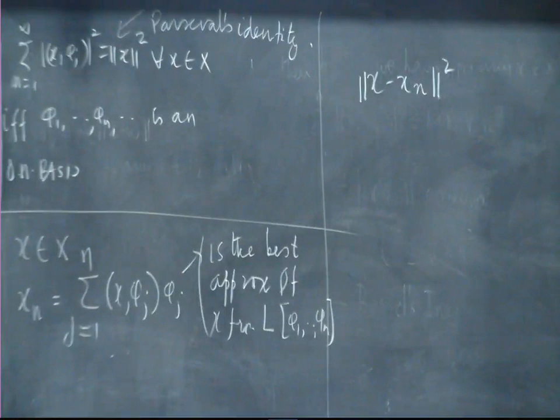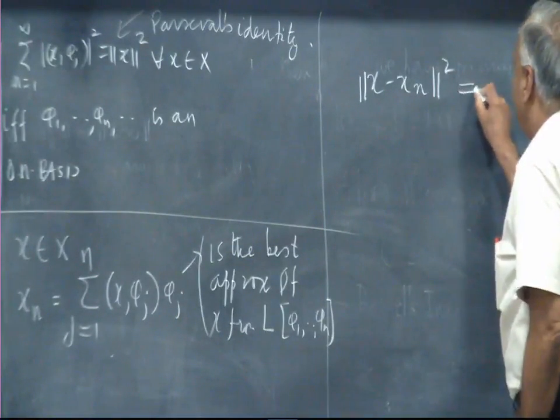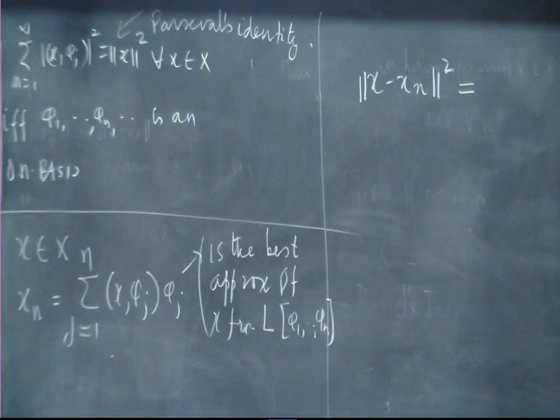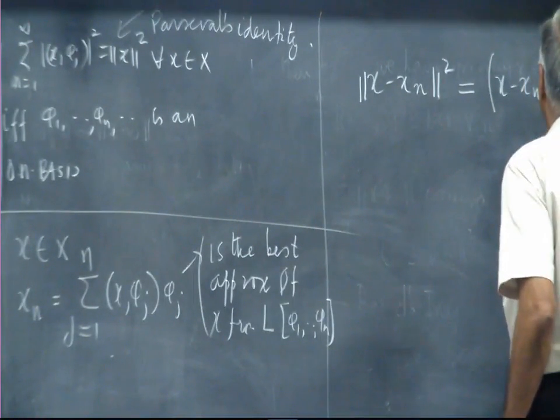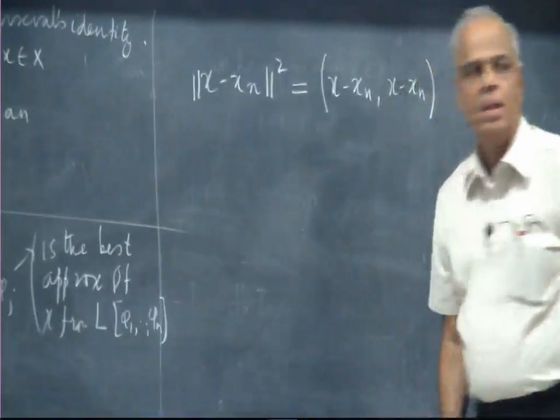That is the least square error. The error is least and we want to calculate the square. So, this is the least square error. All least square error computations are essentially like this. It is the square of the norm of the difference vector, but the square of the norm of any vector is the vector inner producted with itself. So, it is just the inner product of x minus xn with x minus xn.